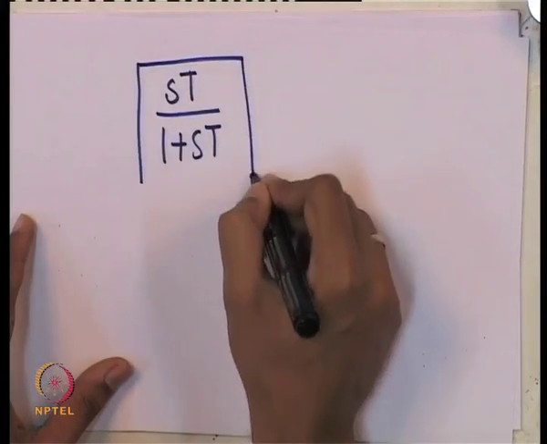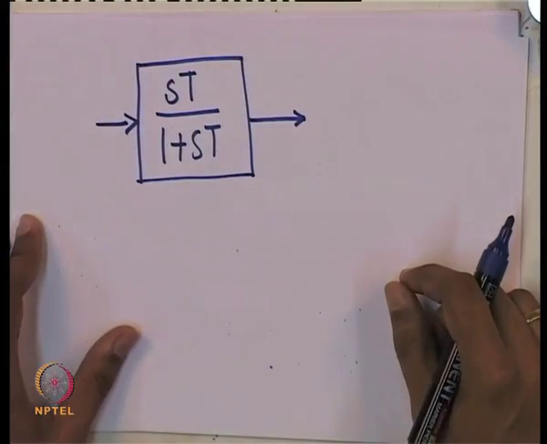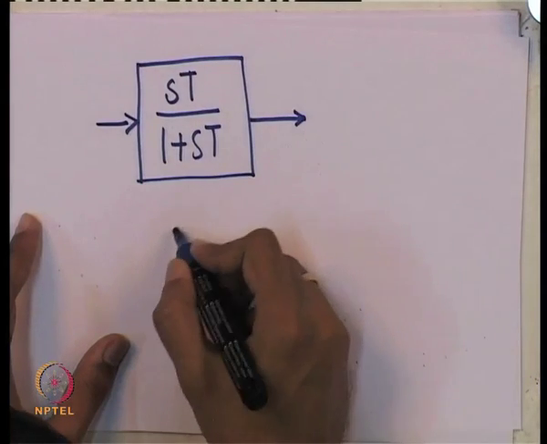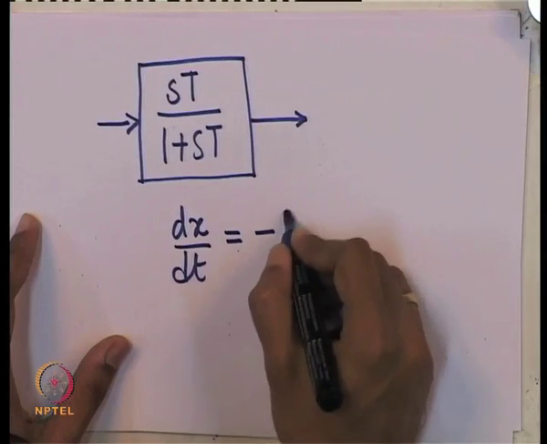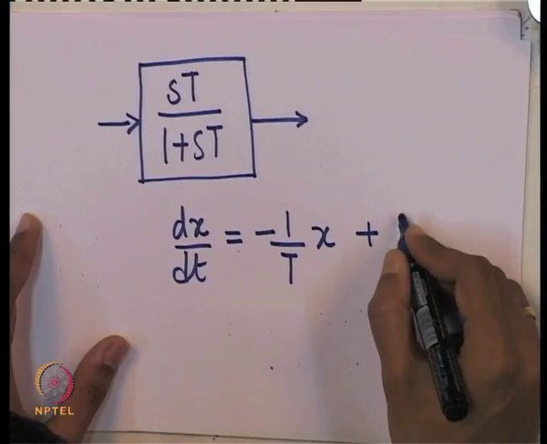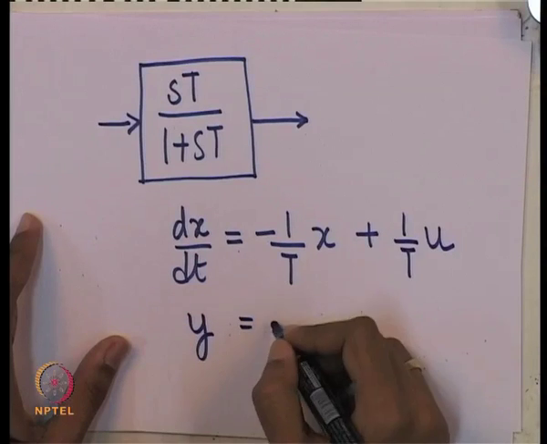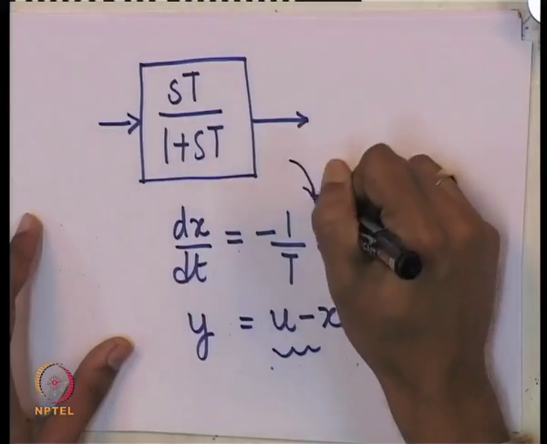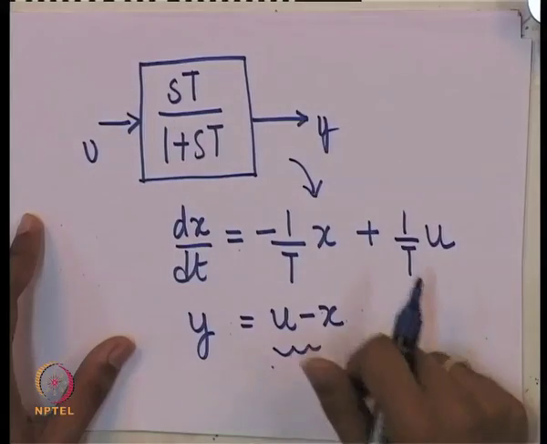that is a kind of important transfer function, just as the previous one was. This is sT upon 1 plus sT. This is an interesting transfer function again. You can verify that a state space representation of this is y is equal to u minus x. So, this is a change. So, this is a state space representation of this system.